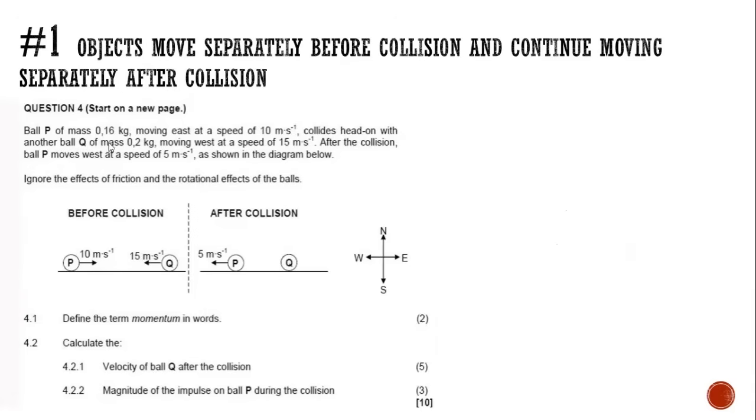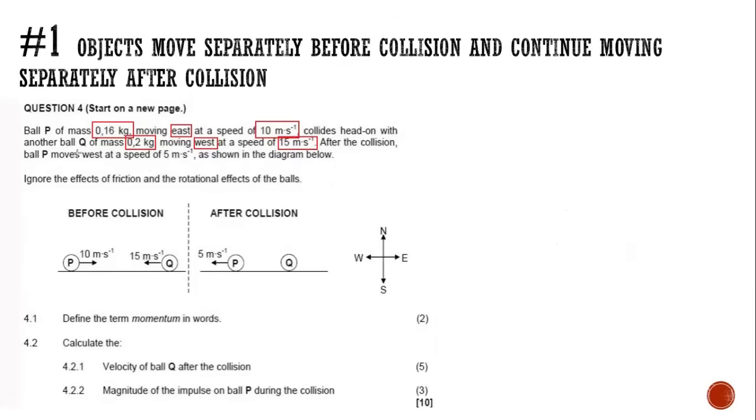They say ball P of mass 0.16 kg. This is what you do whenever you are looking at questions: you always have to make sure that you highlight the data. As we can see, we are given our mass in kg, so there is no problem with that. It is in the desired SI unit. Moving east, so this is the direction, at a speed of 10 meters per second, collides head on with another ball of mass 0.2 kg. This is the mass of another object moving west at a speed of 15 meters per second.